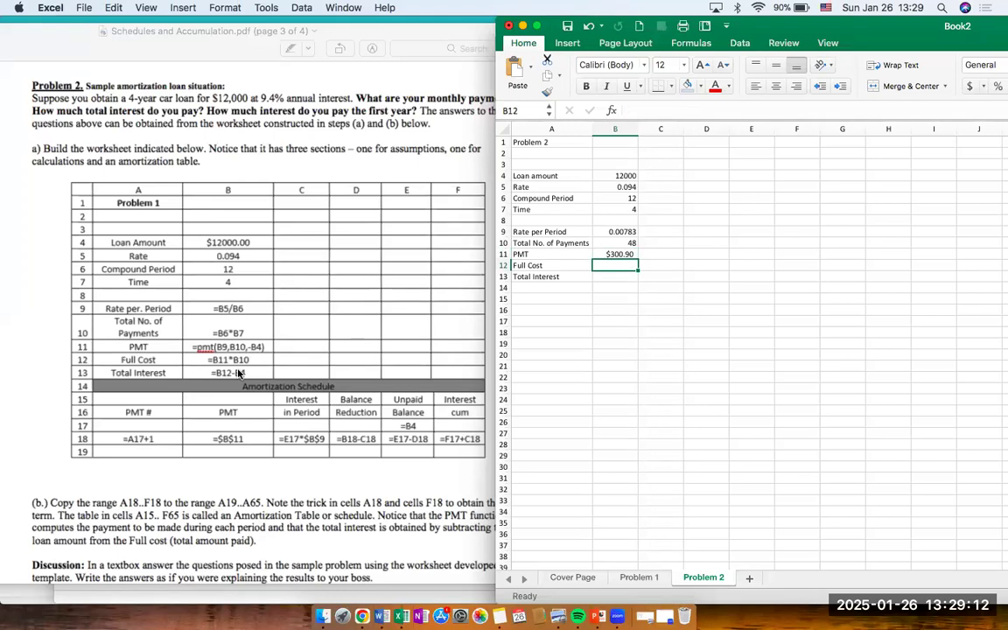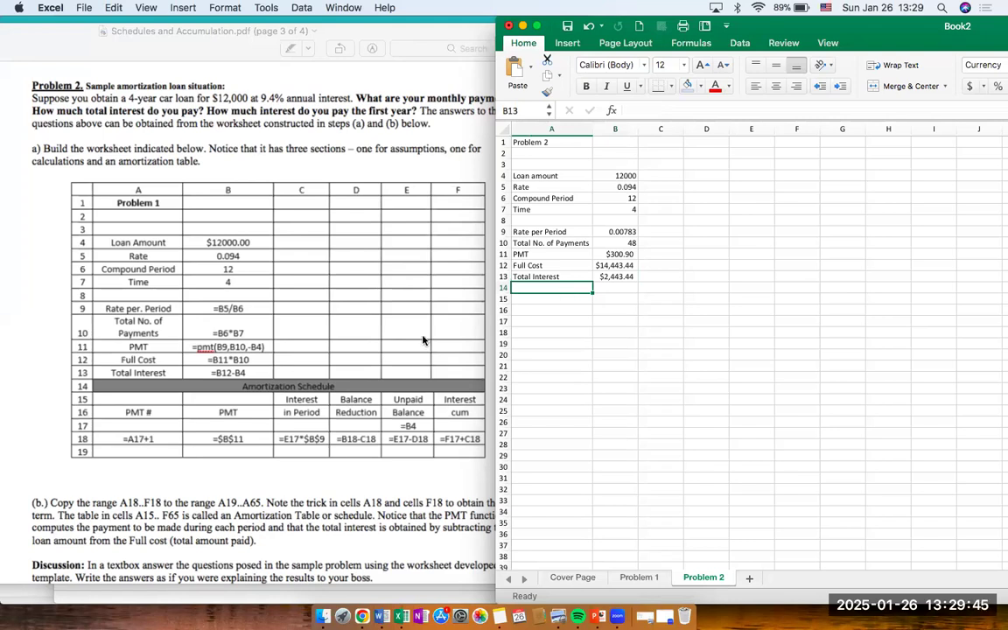Now your full cost is going to be equal to your payment times the total number of payments. So at the very end, we're going to have a full cost of $14,000, or a little bit more than $14,000. Now, as always, when we calculate your total interest, we're always taking your full cost, right? Your future value minus your loan amount. So in interest alone, we just had to pay a little more than $2,000.